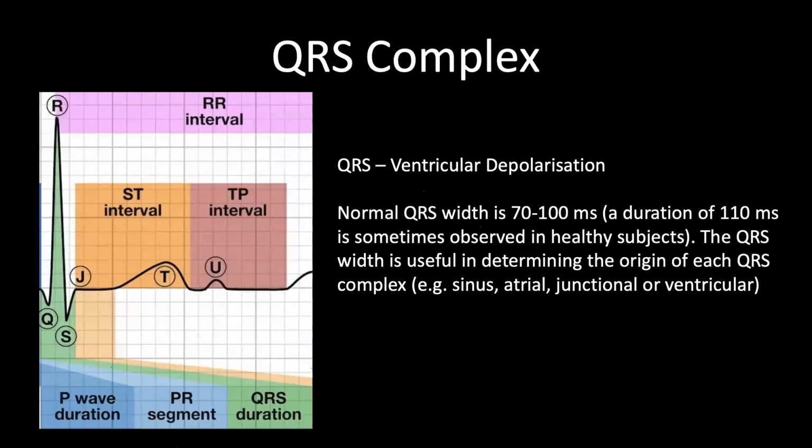The next bunch of letters in our little alphabet soup are the QRS complex, and the QRS complex you either love or you hate. As we talked about in the questions that you kindly answered, it's ventricular depolarization. A normal width is 70 to 100 milliseconds, and you can have it slightly broader in fitter individuals. It can be useful in helping to determine the origin of any arrhythmias, so thinking about atrial, junctional, and ventricular arrhythmias and the morphology around those.